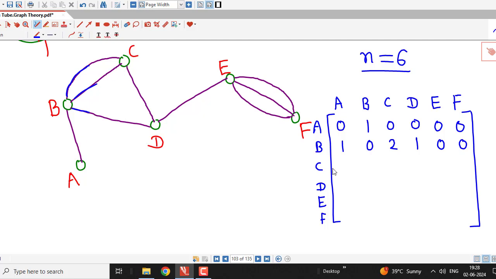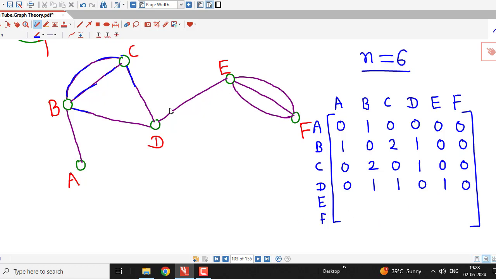From C to A there is no edge. From C to B we can see two edges. From C to C there is no edge, there is no loop at vertex C. From C to D there is one edge. From C to E there is no edge. From C to F there is no edge. Then from D to A there is no connection between D and A. From D to B there is one edge. From D to C also there is one edge. There is no loop at D. From D to E there is one edge and there is no edge from D to F.